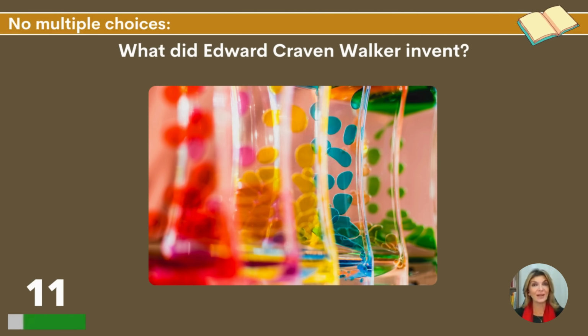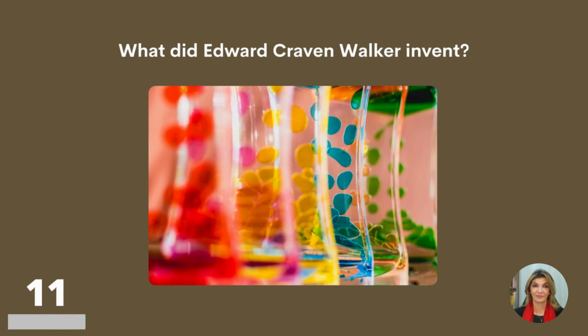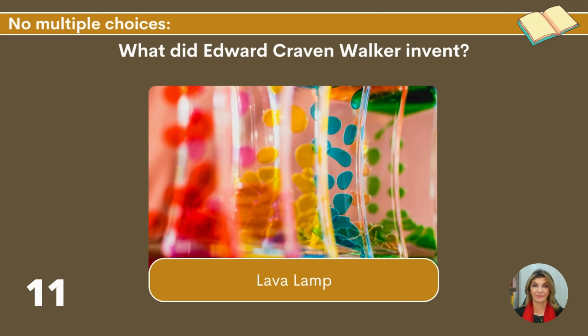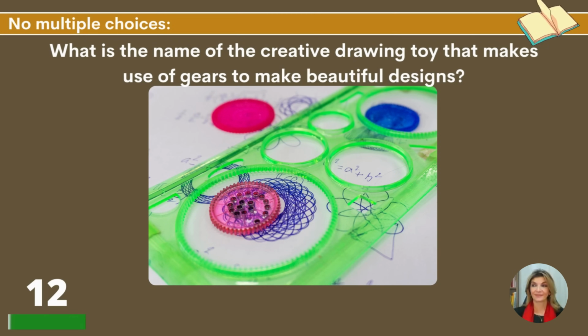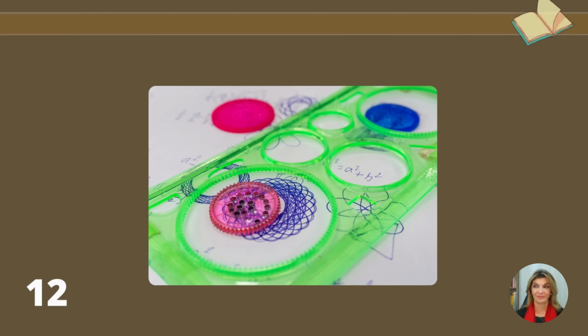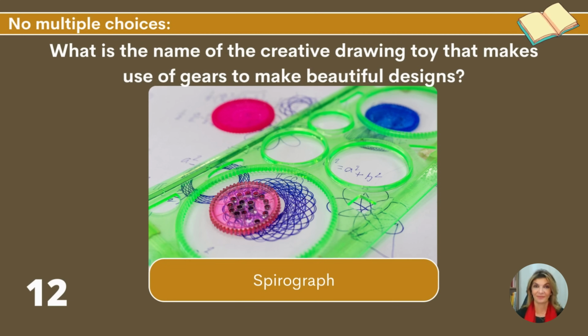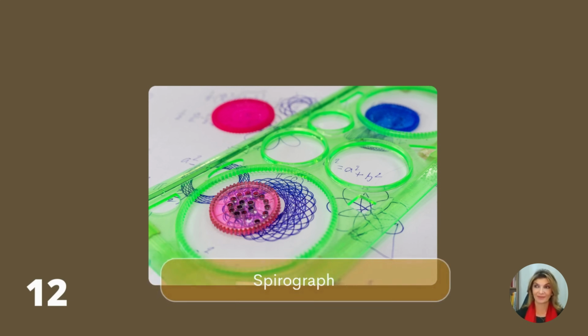No multiple choice here. What did Edward Craven Walker invent? The lava lamp. What is the name of the creative drawing toy that makes use of gears to make beautiful designs? The spirograph.